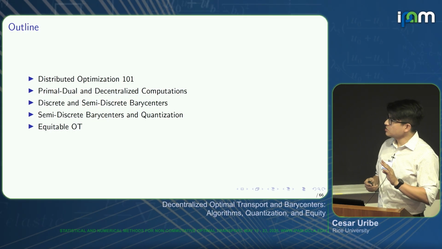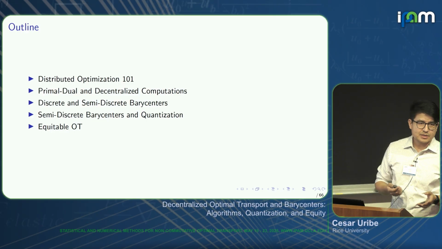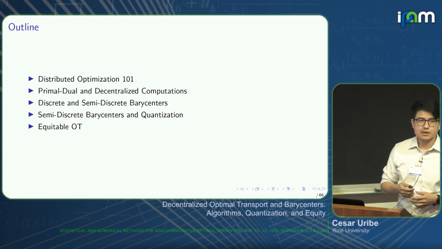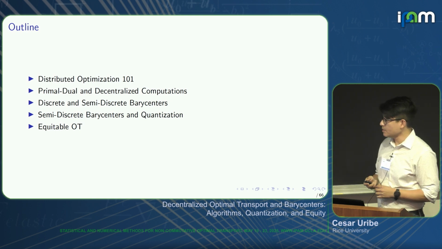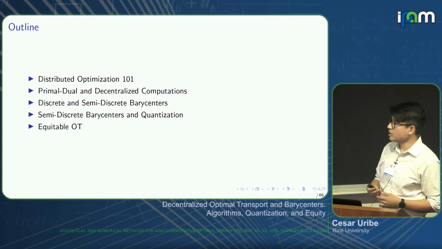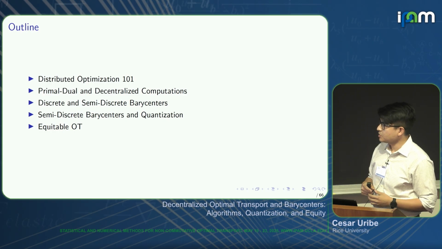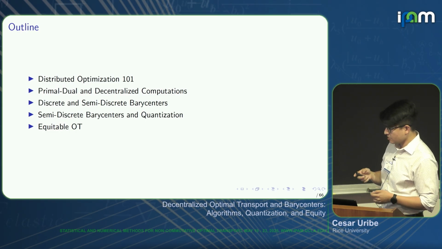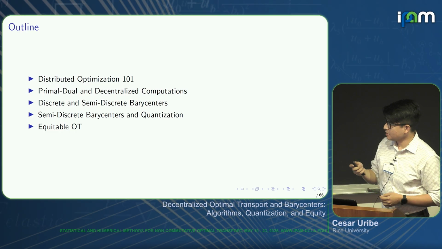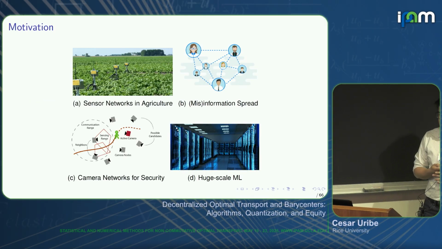Specifically, I'm going to focus on 3 applications. One of them is on semi-discrete barycenters. I'm going to explain what that is for those of you who do not know about it. And then I'm going to talk a little bit of quantization, which is more of an engineering problem. And finally, a variation of optimal transport that we've been looking at for about a year now that I think is interesting, which is equitable optimal transport. But let's start on the distributed optimization.